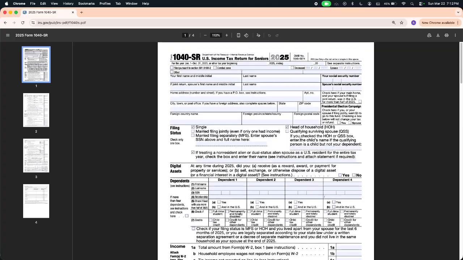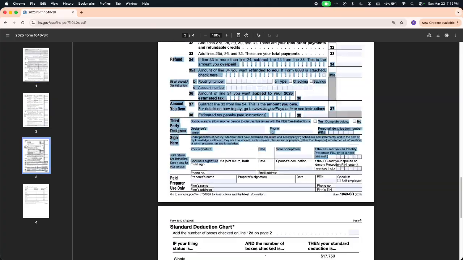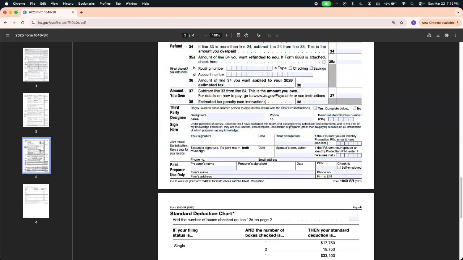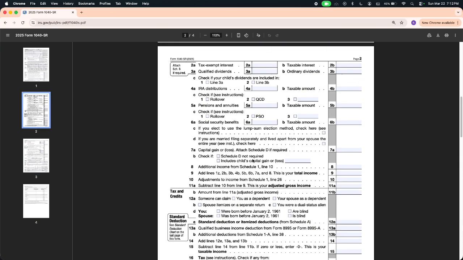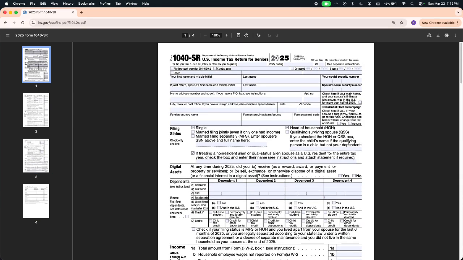So overall, Form 1040SR is really just a full tax return laid out in sections: personal information, income, deductions, tax, payments, and final results. Taking it one part at a time makes it much easier to follow.